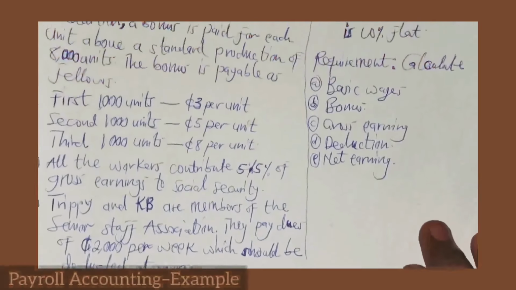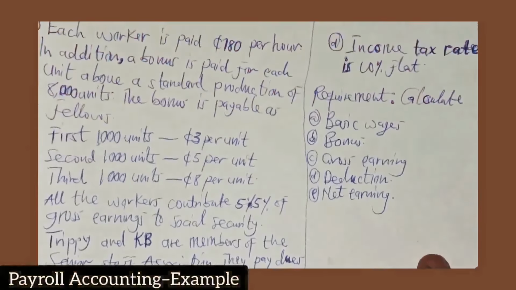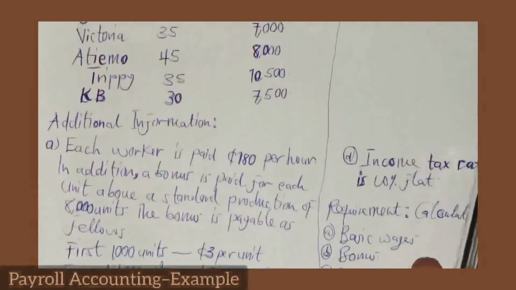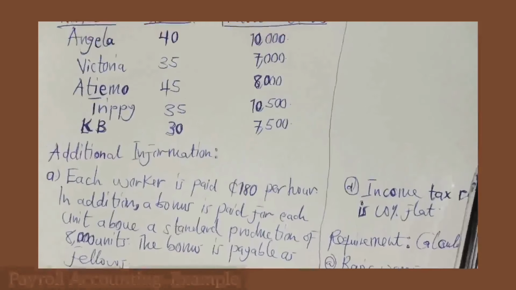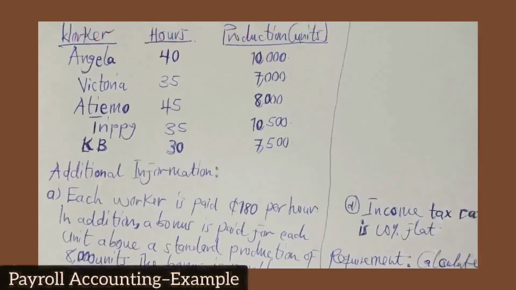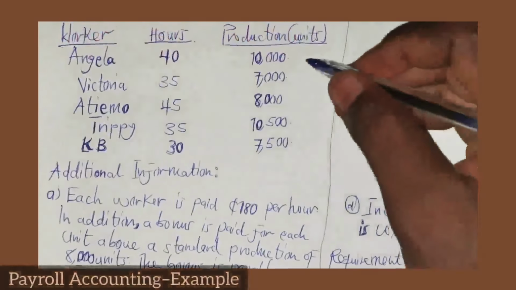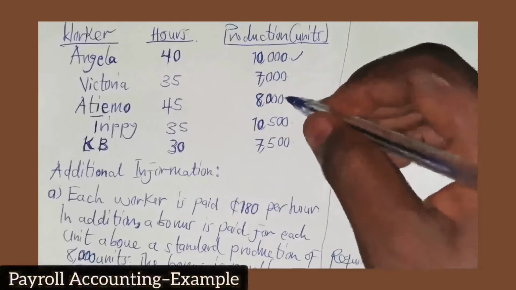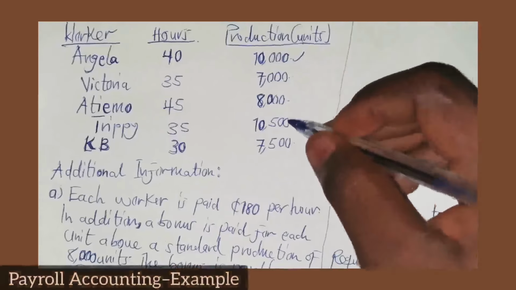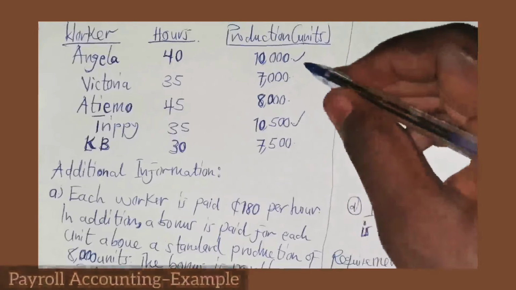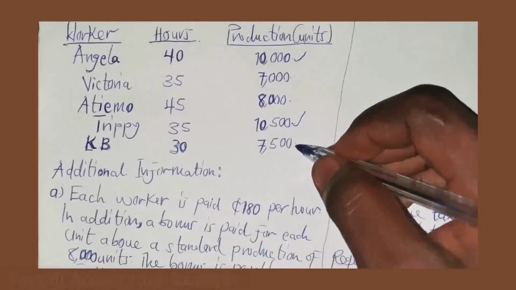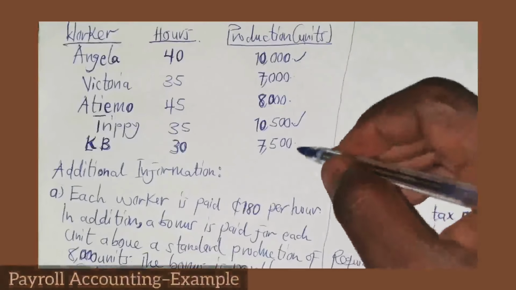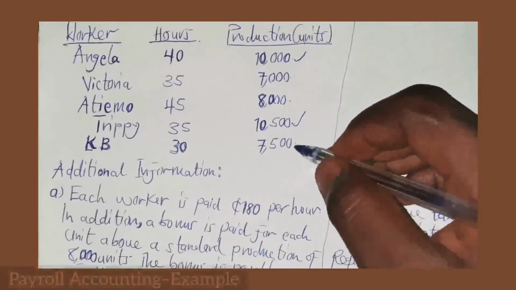So if this is the case, let's see the workers. You can clearly see that among the workers, those who earn a bonus are Angela, who is part, Victoria is not part, Achamo is not part, and Trippy is also part. So it's only Angela and Trippy. KB is also below, so is not part of the bonus. So the bonus is going to be due to Angela and Trippy only. They are going to receive the bonus.